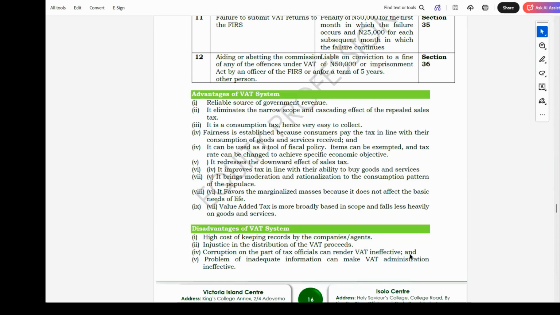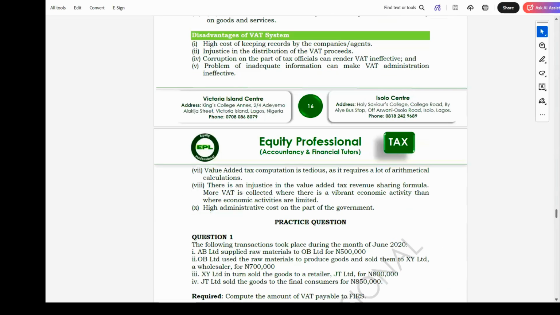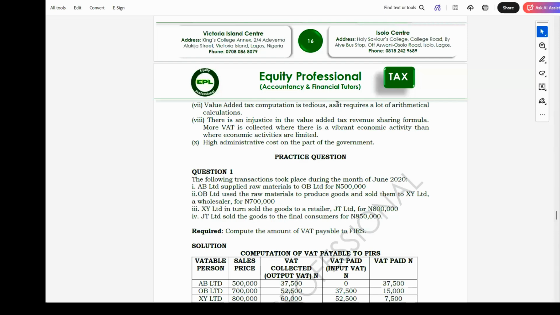Corruption on the part of tax officials can render VAT ineffective, because the person who wants to pay may look at it and say, even if I pay, these tax officials are going to embezzle it. So that may discourage somebody from paying value-added tax. The problem of inadequate information can also make VAT administration ineffective, because there is not much information about VAT. So those are some of the disadvantages of value-added tax, and those are the requirements we are supposed to know as far as value-added tax is concerned.